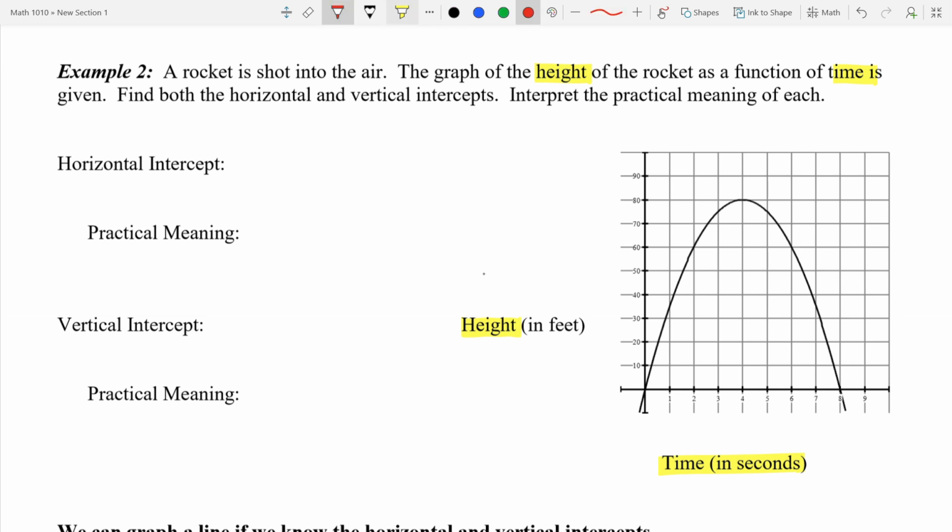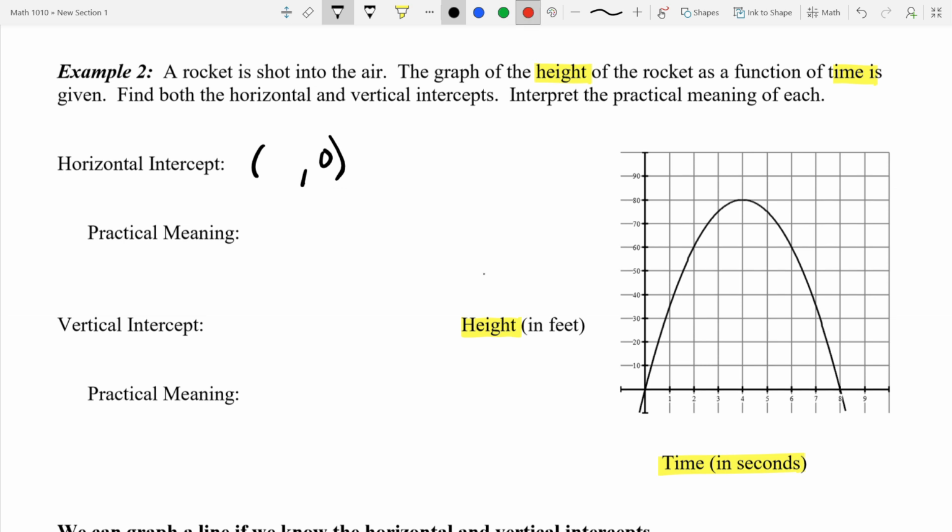Okay, horizontal. Everybody in the room, listen to me. I want your body to move. Show me a horizontal line with your arm. Is that the x-axis or y-axis? X, so you let what be a 0 if you're finding the x-intercept? Let y be a 0.